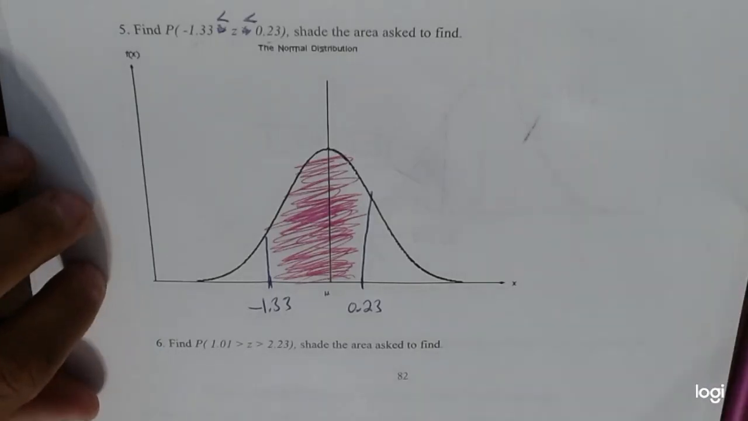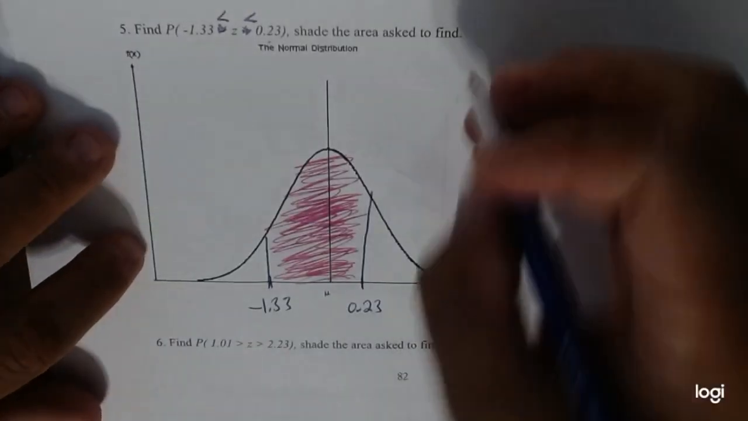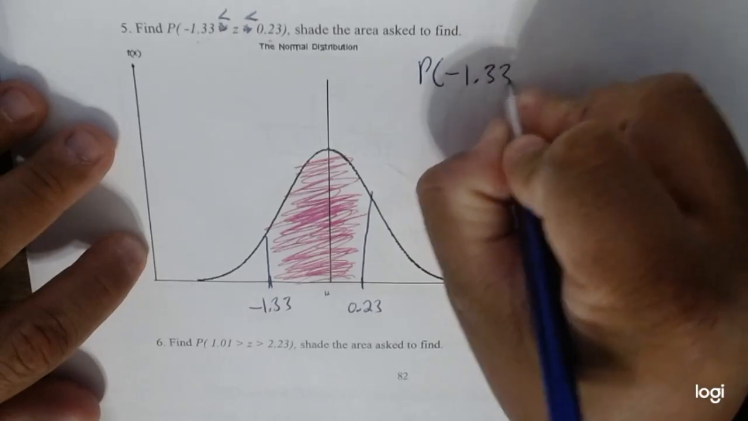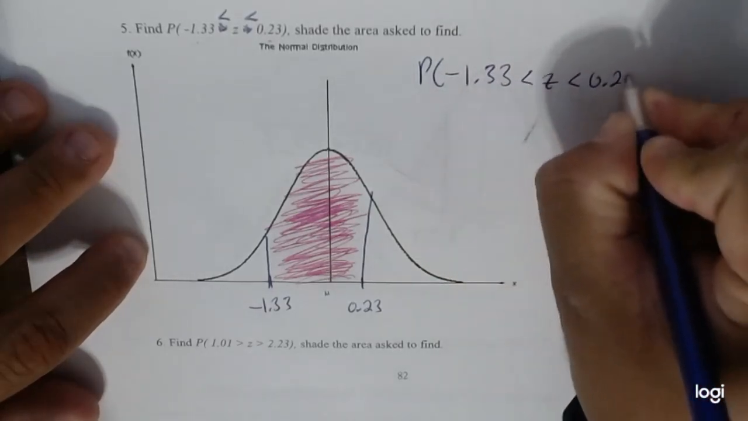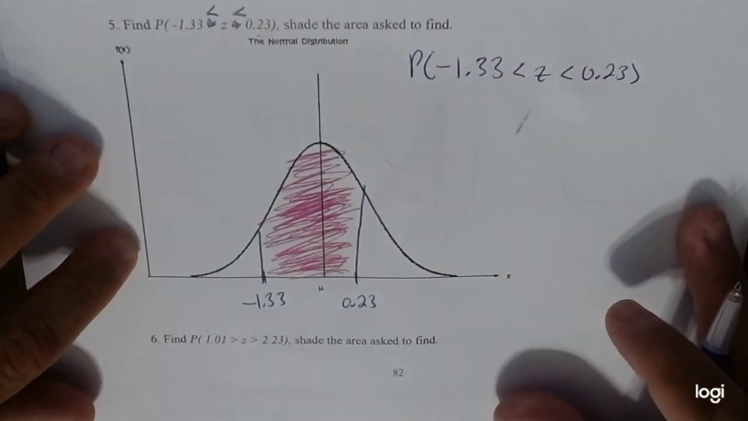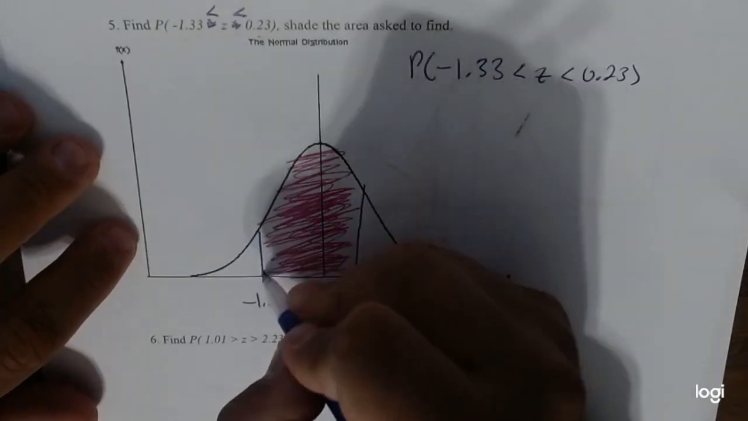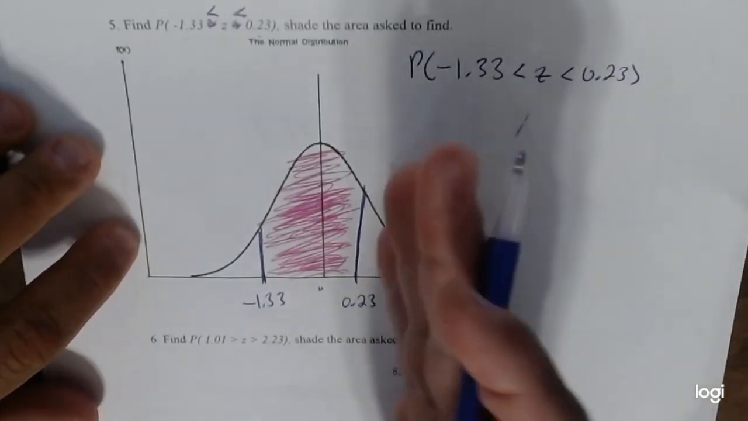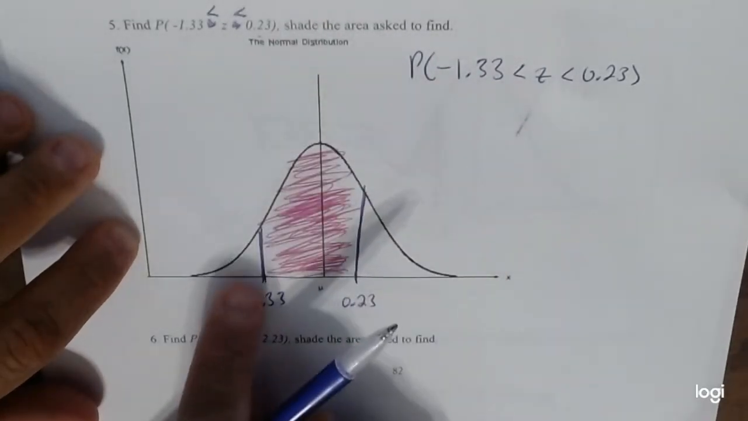Which is pretty interesting. So how in the world can we actually do this kind of stuff? Well, it's actually not as bad as you may think, okay? So let me rewrite what we have here. So we want the probability of negative 1.33 is less than z is less than 0.23. Okay. Now let's think about this logically. If I find the area to the left from here, that means I get everything what I want, except, right, correct? Everything what I want, and also this space over here.